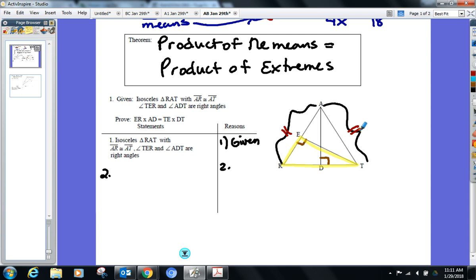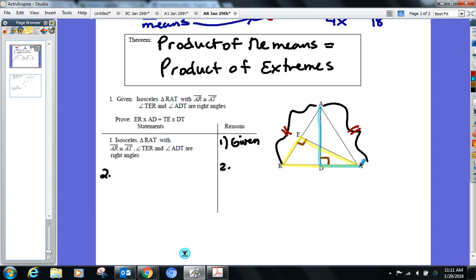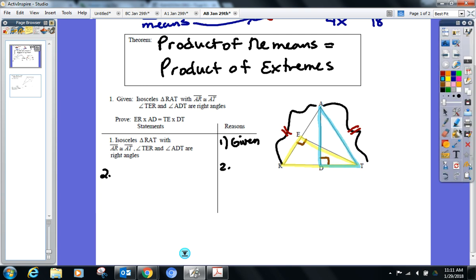TE. TE is the next one. Oh, I already have that triangle. No big deal. Last segment. What's the last segment that's listed? DT. Whoa, DT combined with that AD that I couldn't use. Do you see where the last triangle is? Where is it? Triangle ADT. So we got the two triangles now that we're going to prove similar.